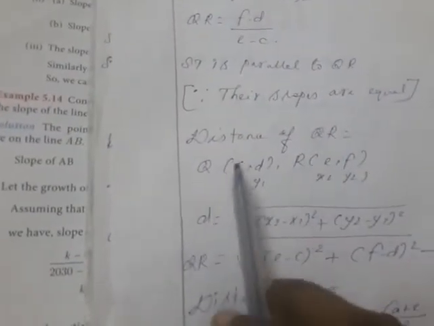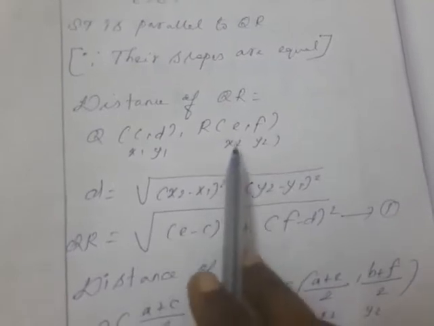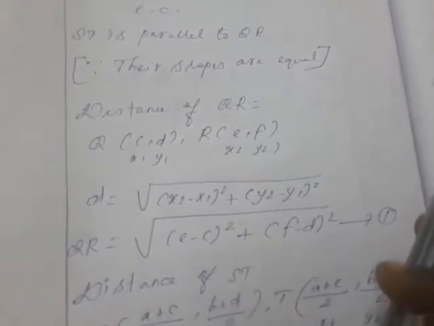Next, we have to prove that this length is half, which means we have to find the distances of QR and ST. First, the distance of QR, with Q as C comma D and R as E comma F. The distance formula is the root of (X2 minus X1) the whole square plus (Y2 minus Y1) the whole square. So QR equals the root of (E minus C) squared plus (F minus D) squared. This is equation number 1.